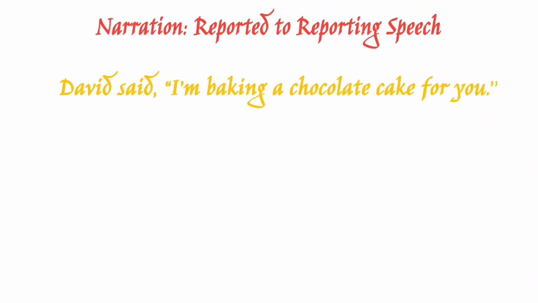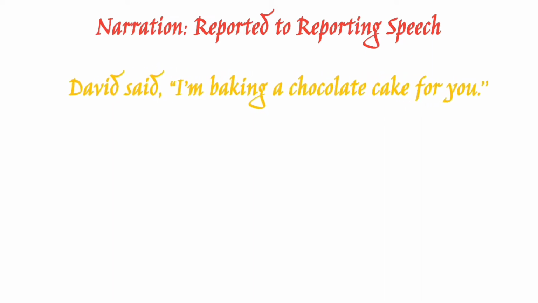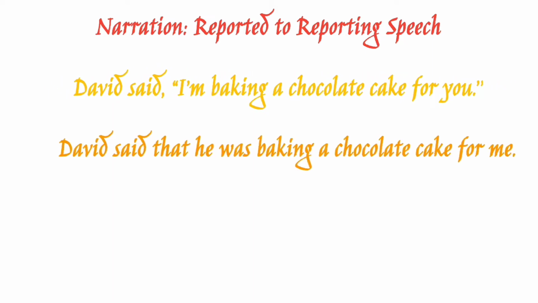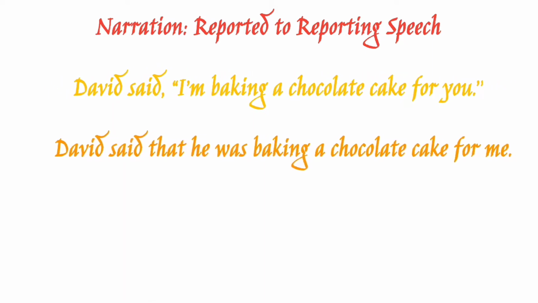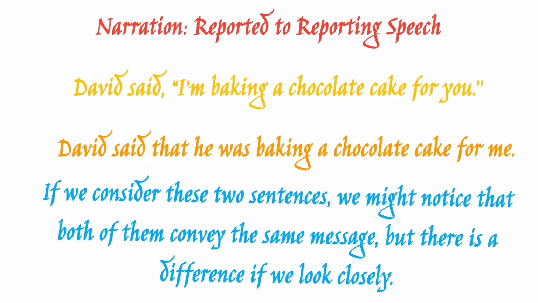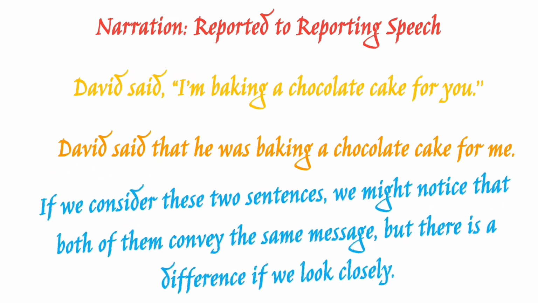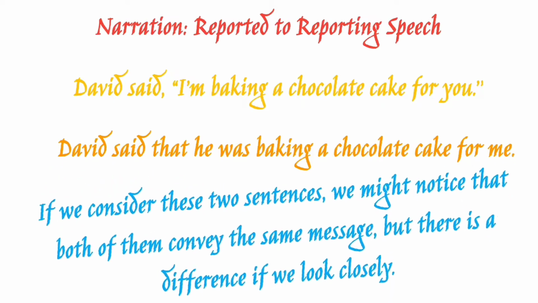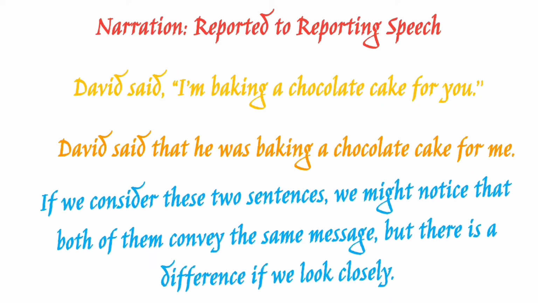Narration, reported to reporting speech. David said, "I'm baking a chocolate cake for you." David said that he was baking a chocolate cake for me. If we consider these two sentences, we might notice that both of them convey the same message, but there is a difference if we look closely.